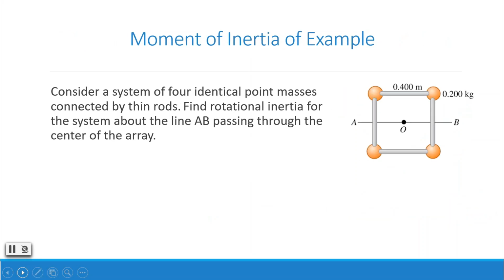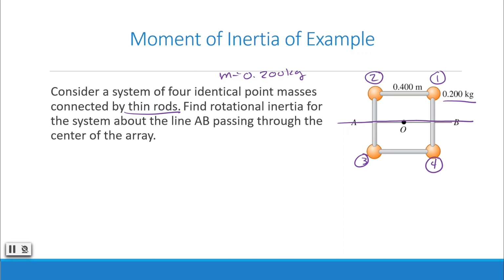So let's look at an example of how to do this. So let's consider we have these 4 point masses. They're all identical, so we can just assume that they all have an M that is equal to 0.200 kilograms. Okay. The rods themselves are thin and they don't give us any information about them, so we can assume that the rods have no mass. So they're not going to have any rotational inertia. We're going to assume that our axis of rotation goes here between A and B. I'm going to assume that this one is 1, 2, 3, and 4.